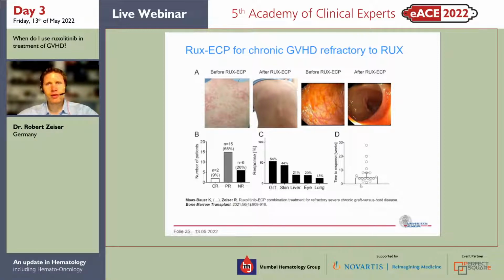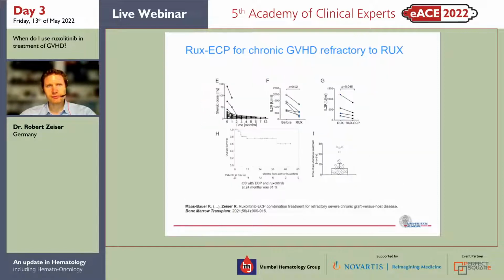This is a time to response. So this is important because we tend to treat all patients not long enough. Sometimes patients need a very long time. You can see several weeks here until they respond to the combination therapy.